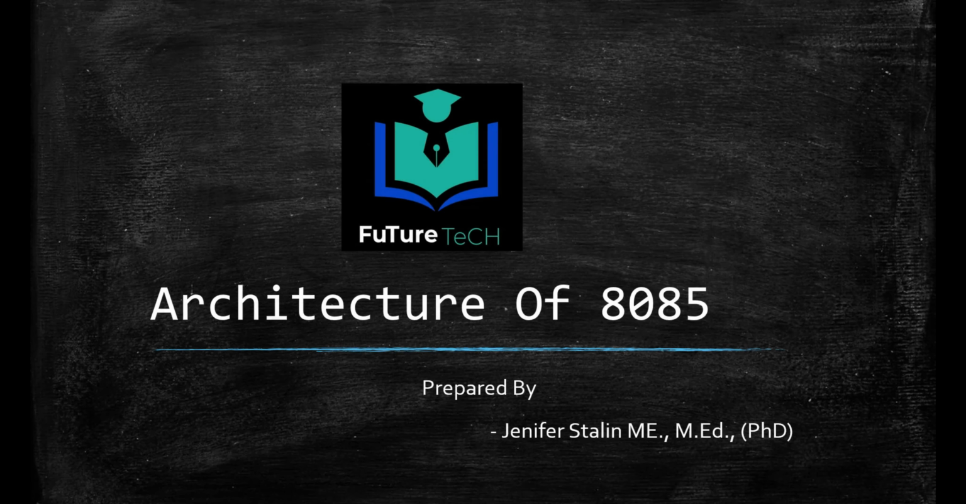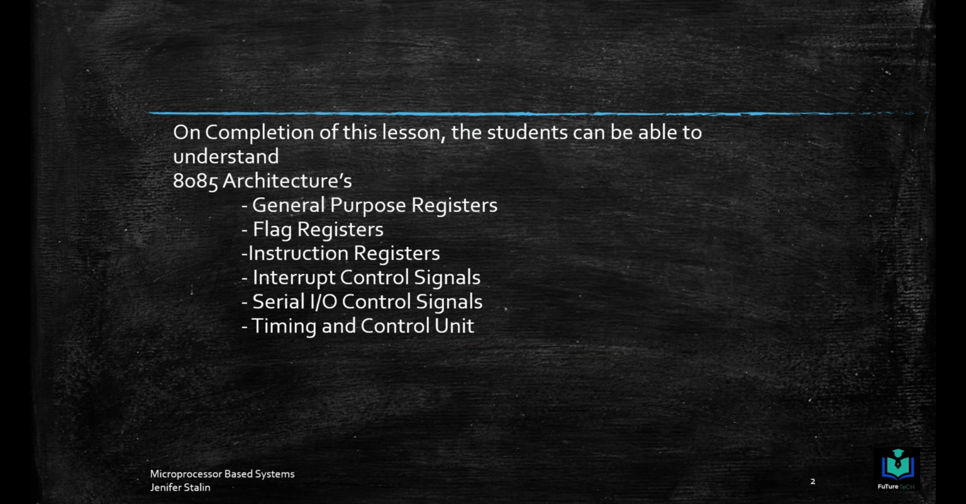To see about the architecture of 8085 microprocessor. On completion of this lesson, the students will be able to understand 8085 architecture, general purpose registers, flag registers, instruction registers, interrupt control signals, serial I/O control signals, timing and control unit.